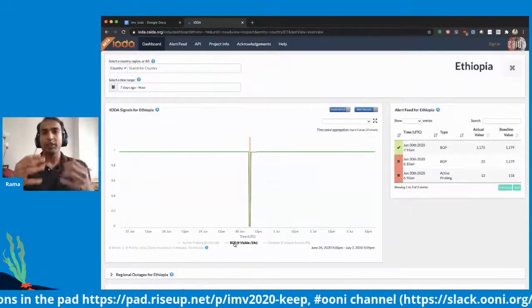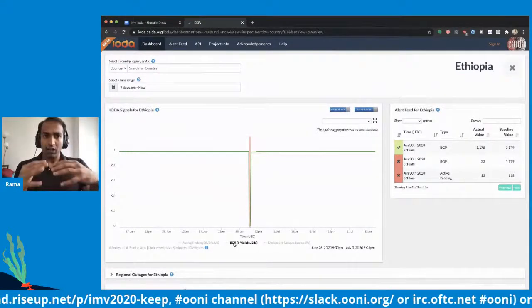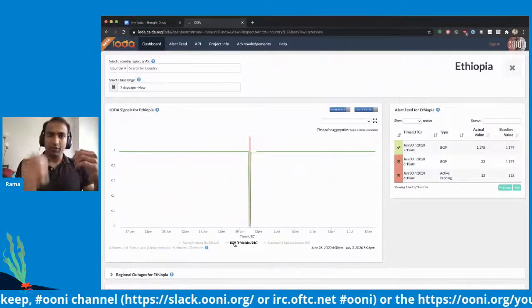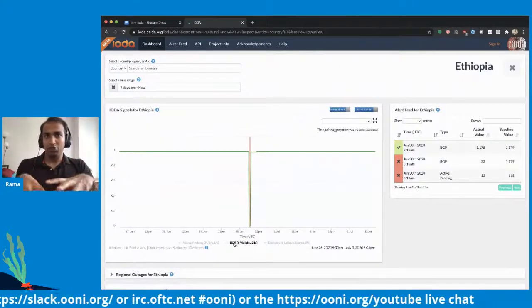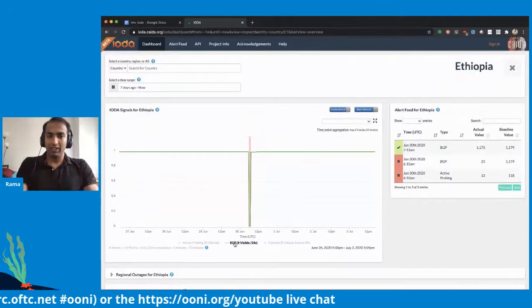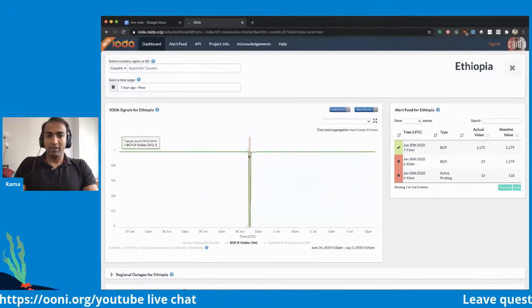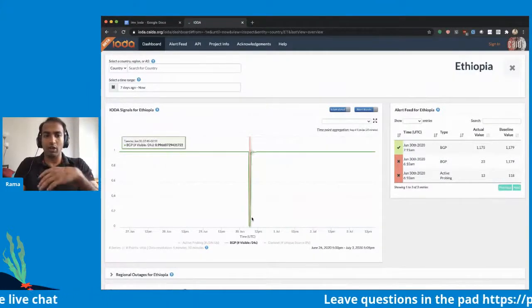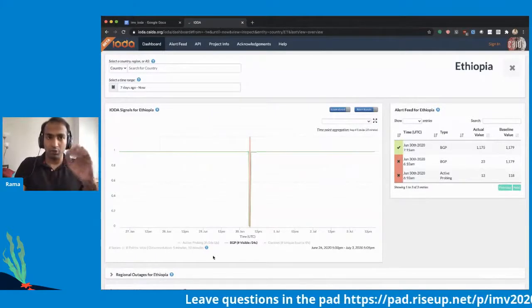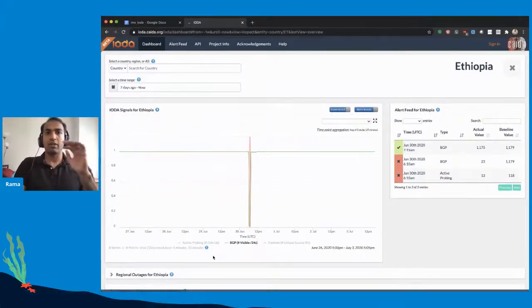So by monitoring this BGP communication, IODA assesses when there is a significant reduction in the number of destinations that can be reached within a country, such as over here, where the number of destinations that are visible in BGP has a significant drop.